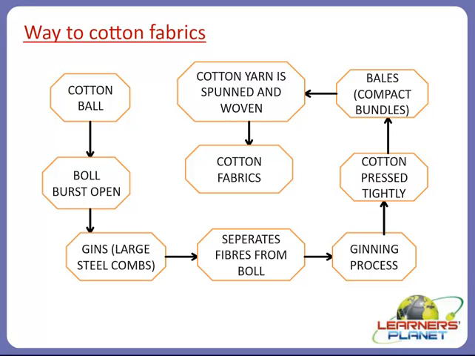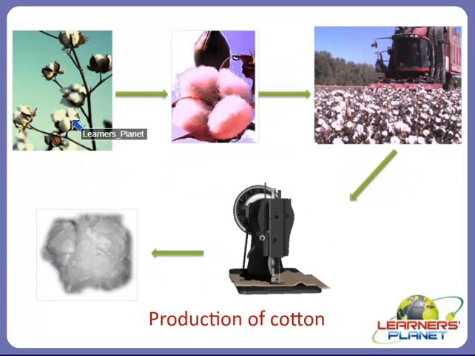Now let us discuss the production of cotton, how it is actually produced. First of all, we can see the picture. This is the picture of a cotton plant. The cotton plant is a shrub, right? This is a shrub, and it grows well in black soil and warm climate, as it needs only moderate rainfall. So it can grow well in black soil and in warm climate too.